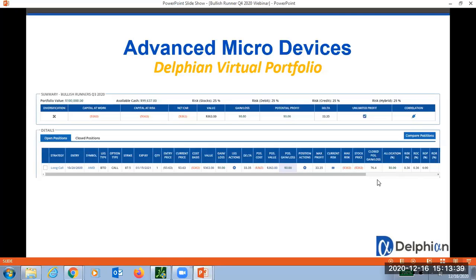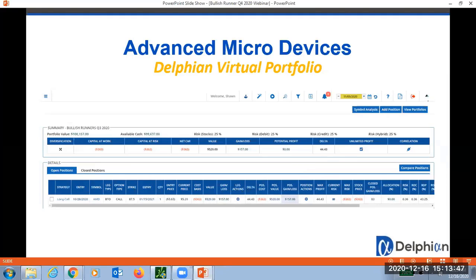But the virtual portfolio too, it has a lot of information in there, and it's a great tool to use, so you can explore that a little bit later. But now if I go forward in time in the virtual portfolio to 11/5, which was the trade exit as noted on that previous slide, we can see the same long call, 87.50 for AMD.